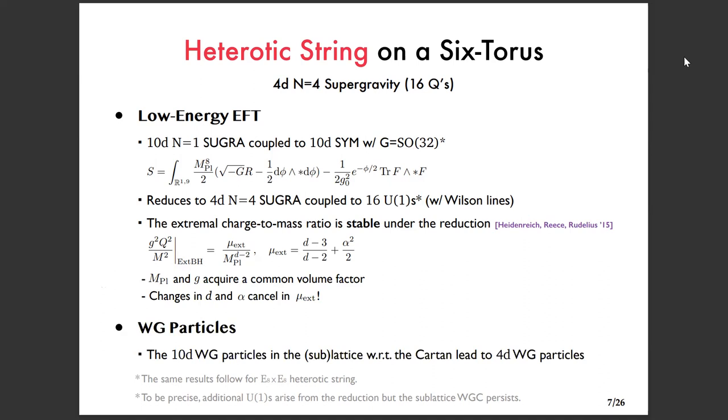And therefore, the 10-dimensional weak gravity particles in the charge sublattice with respect to the Cartan U(1)s lead to 4-dimensional weak gravity particles, which verifies the sublattice weak gravity conjecture in the 4-dimensional EFTs. What is alpha? Oh, alpha is the dilatonic coupling, sorry. This is 1/2 here. Okay, any other questions?